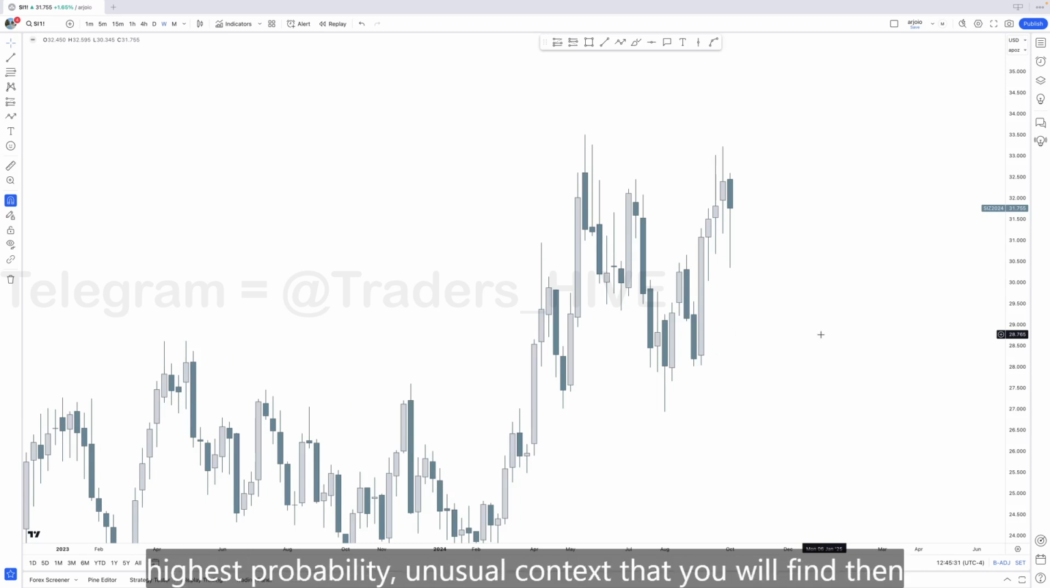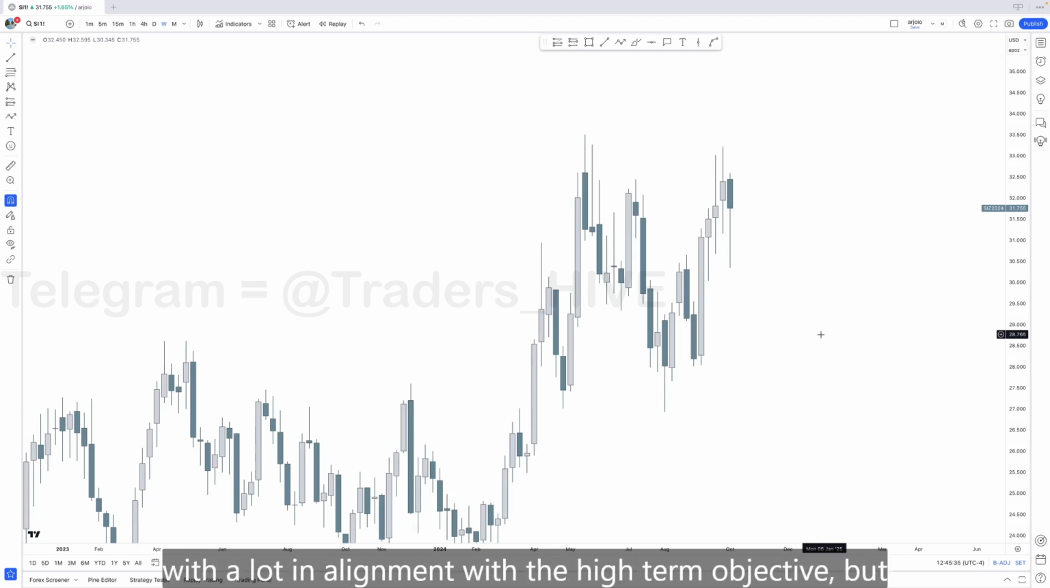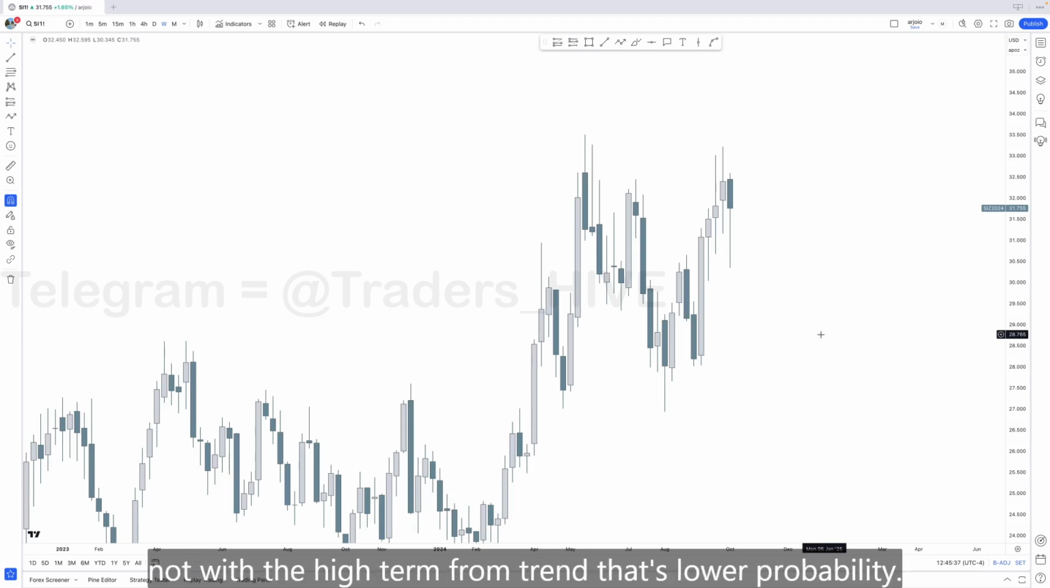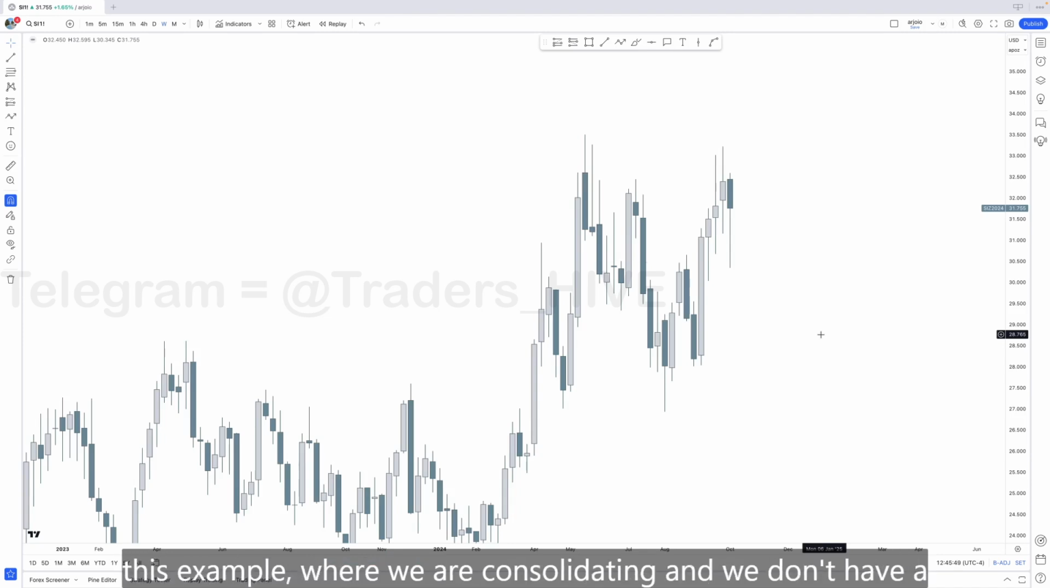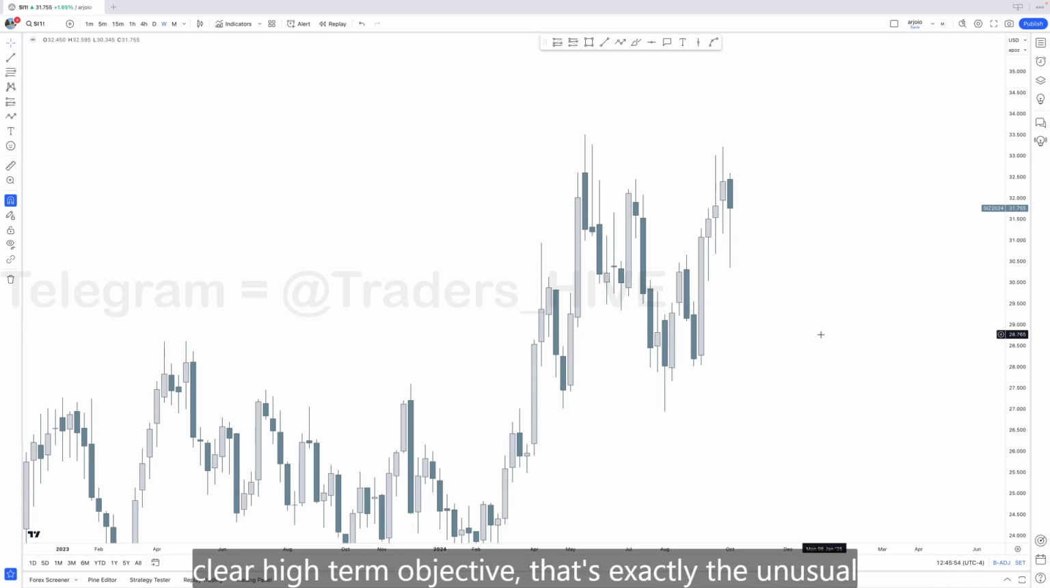That's the highest probability unusual context that you will find. Then, in alignment with the higher time frame objective, but not with the higher time frame trend, that's lower probability, so we could argue mid probability unusual context. Now, the example we're going to go after right here, where we are consolidating and we don't have a clear higher time frame objective, that's exactly the unusual context. That's the lowest probability, what we want to avoid.